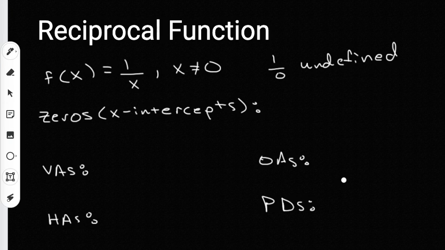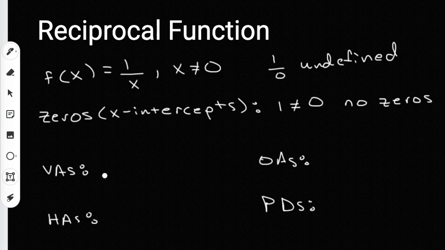So for the zeros, we're really looking at where this function crosses the x-axis. The way we find those is we set the top of the fraction equal to 0. Well, the top of the fraction is 1, so if I set 1 equal to 0, then I have a false statement. So 1 is not equal to 0, so there are no zeros, or no x-intercepts.